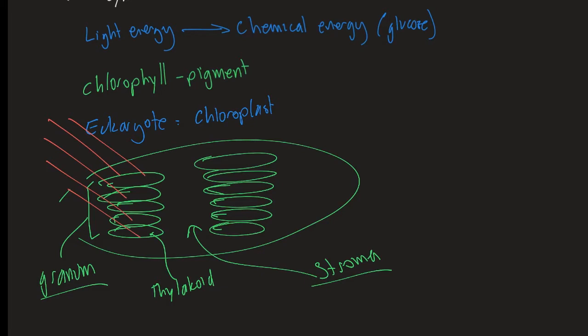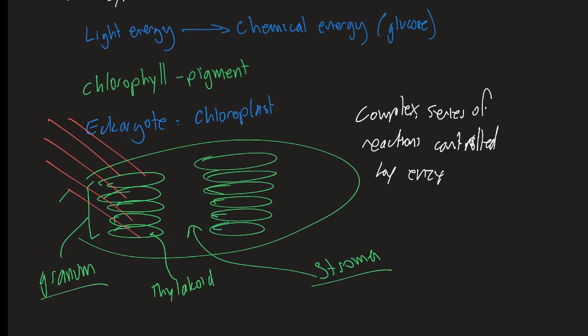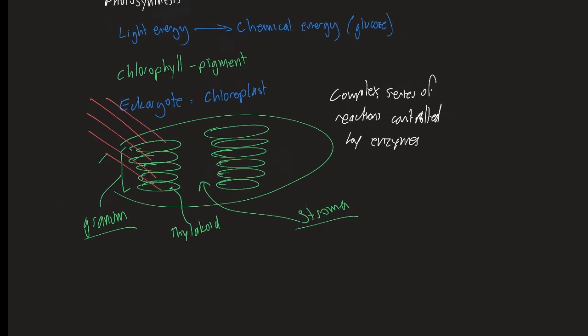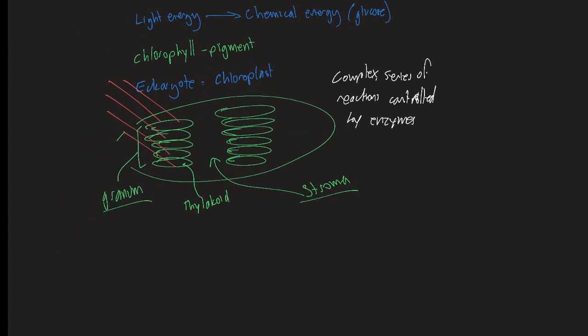So like cellular respiration, photosynthesis is a complex series of reactions, and they're controlled by enzymes. So it's very similar to cellular respiration in that way. I'll show you the overall formula. Whilst it's a very complex reaction with multiple steps, here's the overall formula.